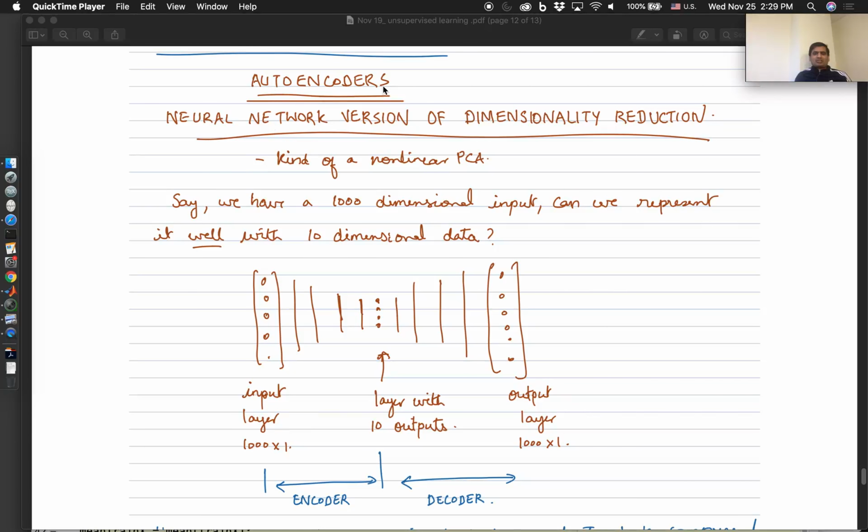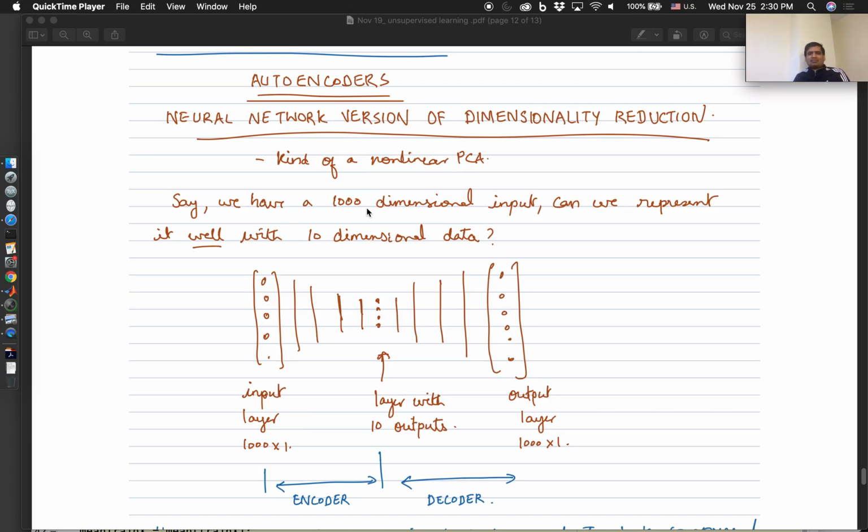So autoencoders, like we said, this is just the neural network version of dimensionality reduction. One can think of this as a kind of nonlinear PCA, things that can find nonlinear surfaces along which the data is compressed onto. And here's how it works.